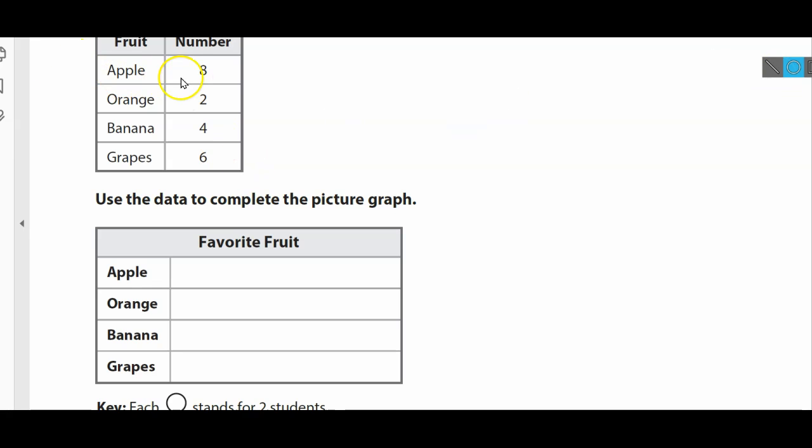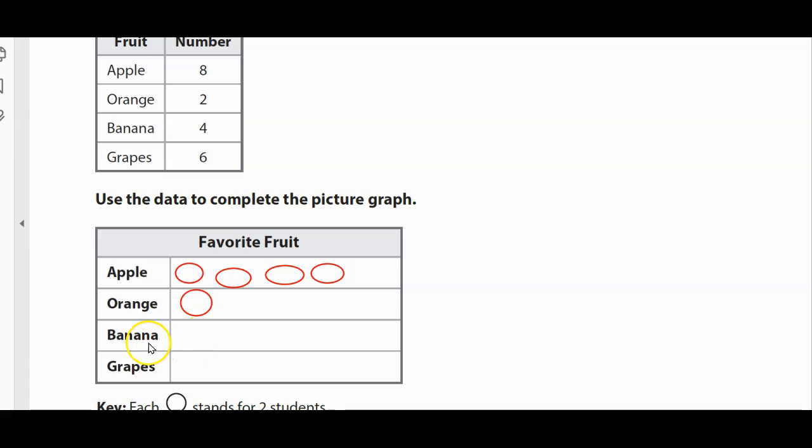Okay. How many students chose apples? 8. If each circle represents 2, how many circles am I going to make? 4. 4 of them. 1, 2, 3, 4. Okay. And how many chose oranges? 2. So how many circles am I going to make? 1. Just 1, because each circle represents how many students? 2 of them. Good.